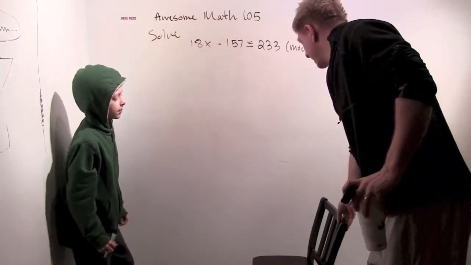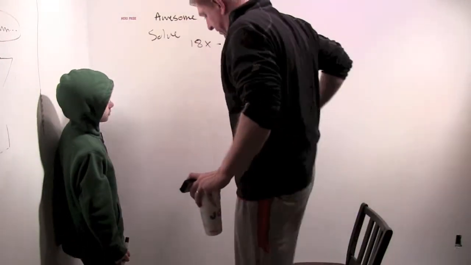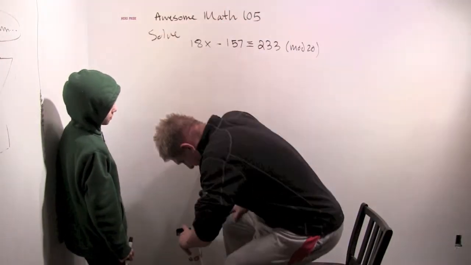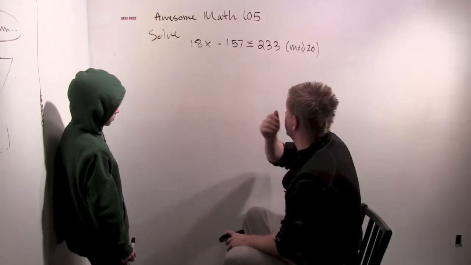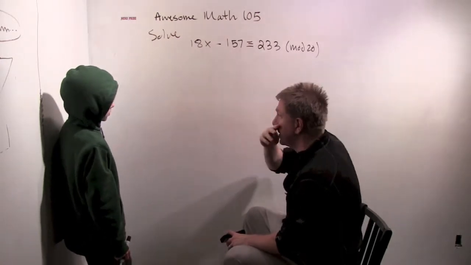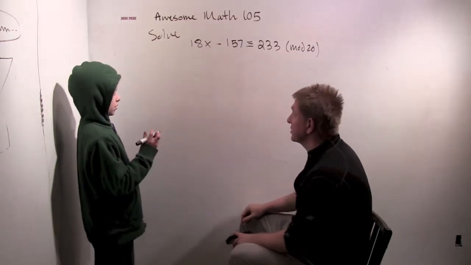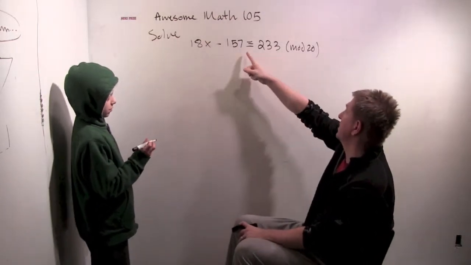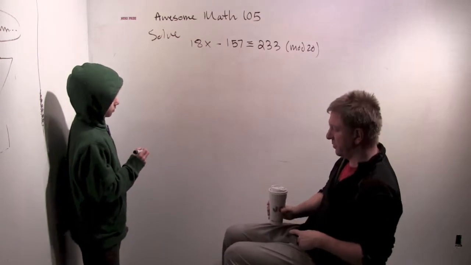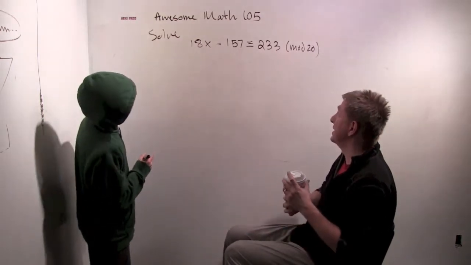We are in the review section of our linear congruences book, and we solved a problem very similar to this today. I thought I'd just make up a new one, and you would do it for the review section. Okay. So 18x minus 157 equals 233 mod 20.